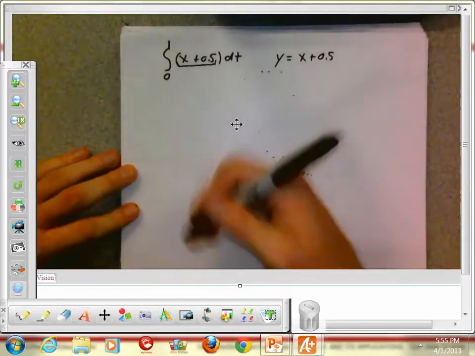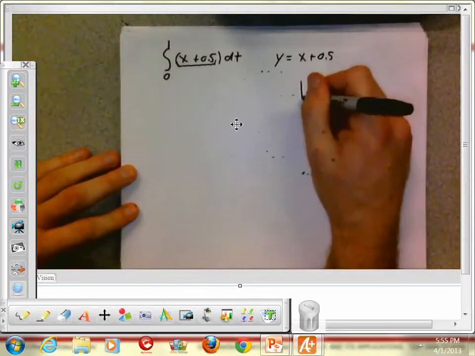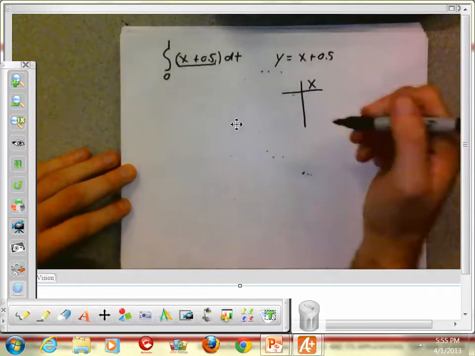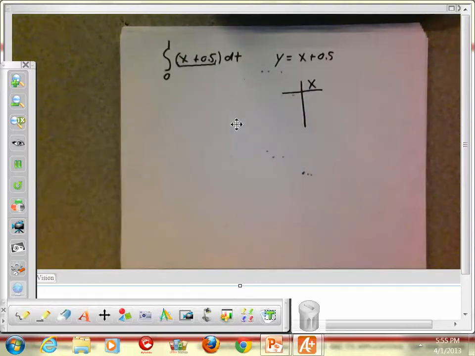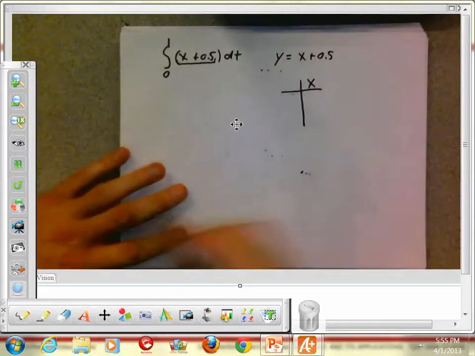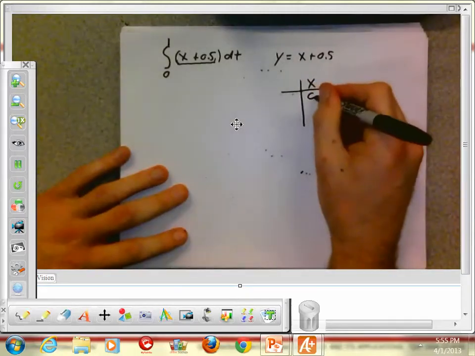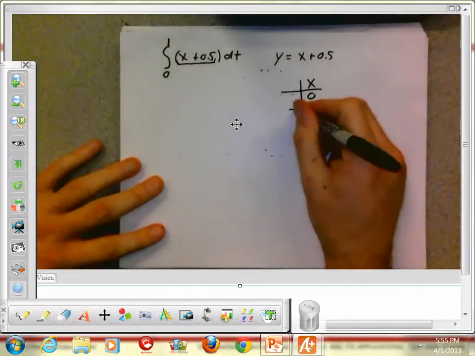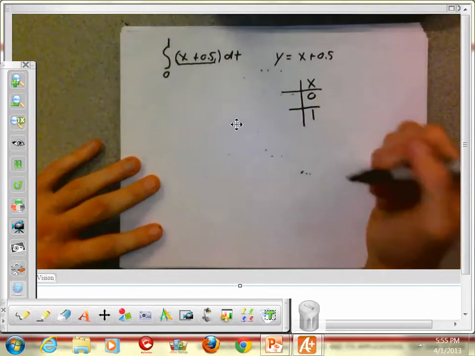So if we have that, what 2 points would be probably best to use here? So my x bounds are 0 and 1. What would be our best points to use on this problem? Well, you can pick any points you want, but let's go with 0 and 1, since we're going to have to look at what the graph looks like on those points anyway. So let's go with x equals 0 and x equals 1.